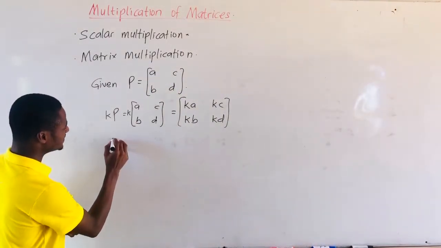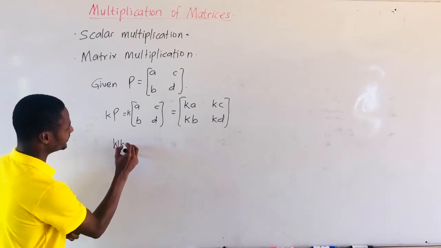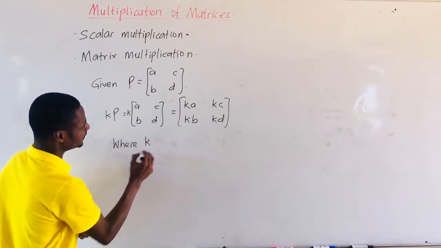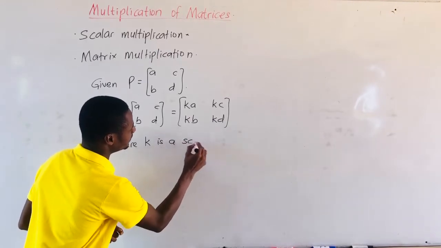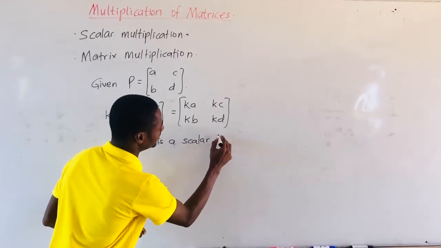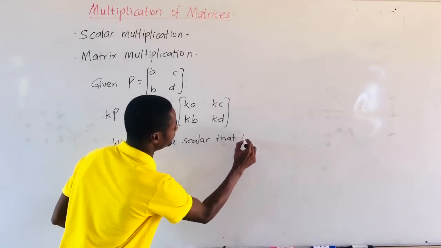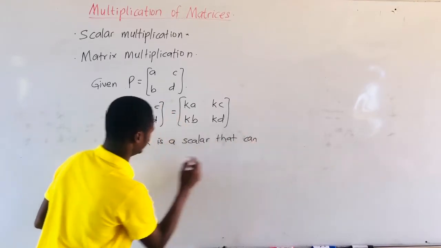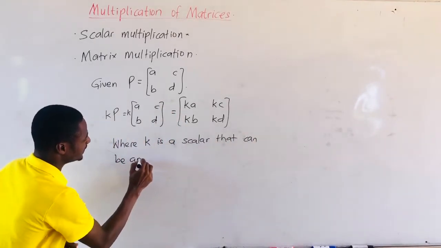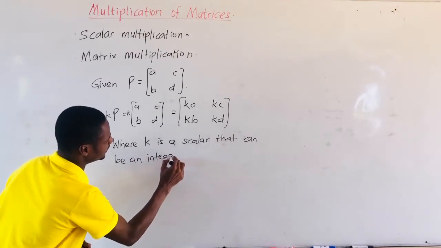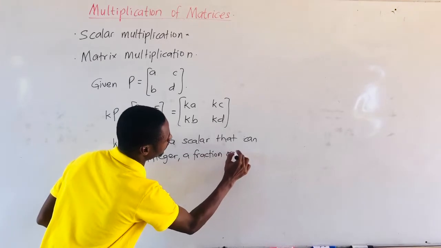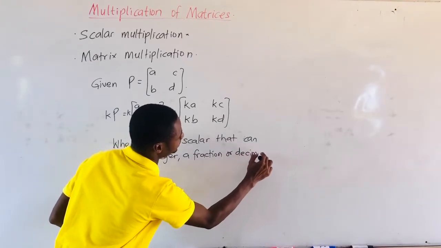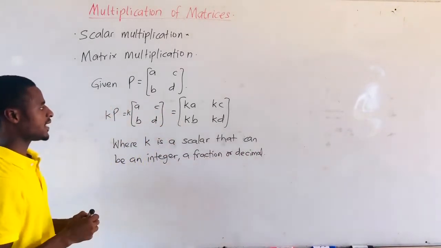Now note that this scalar can be an integer, a fraction, or a decimal. Let's take an example.